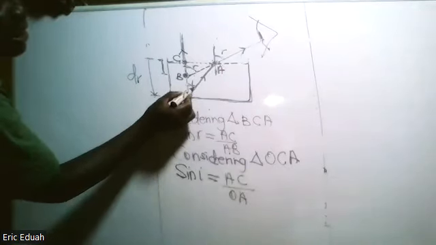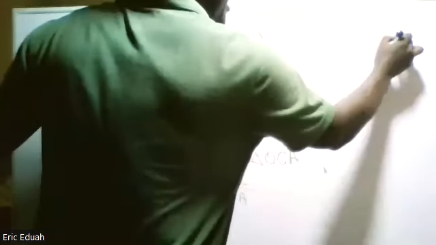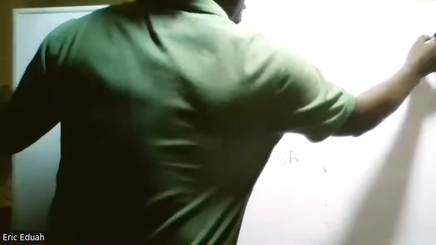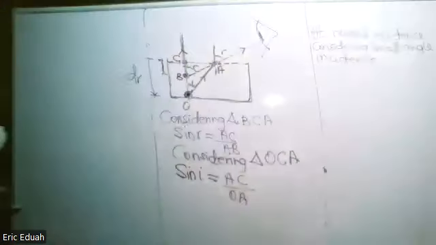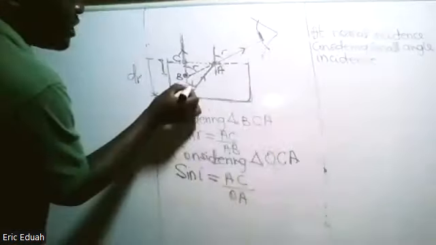So at normal incidence, and what do I mean by normal incidence? Normal incidence means that we are considering small angles of incidence, basically that, because whenever we consider small angle of incidence, it will give us small angle of refraction.